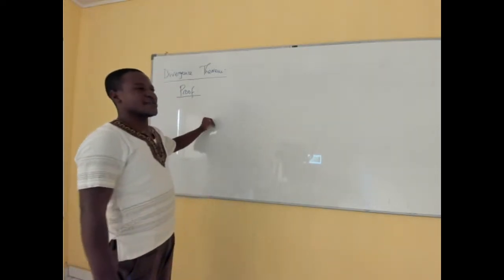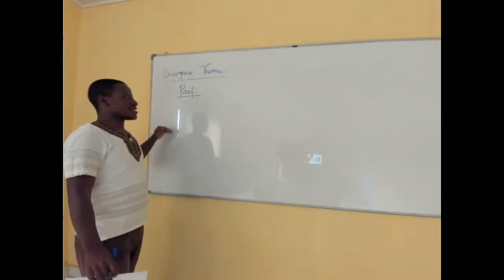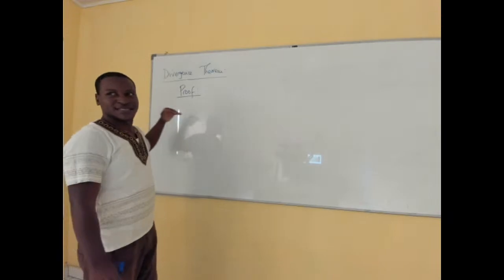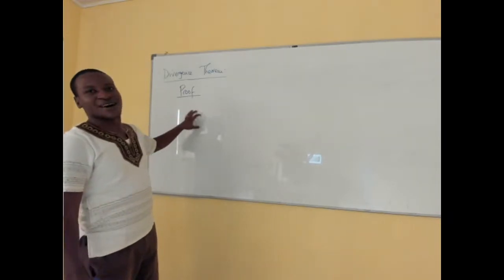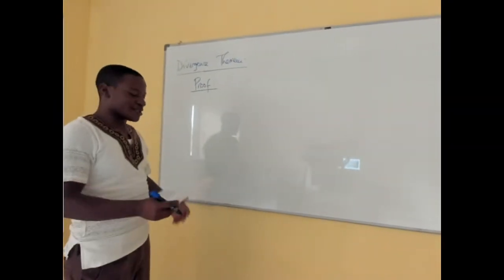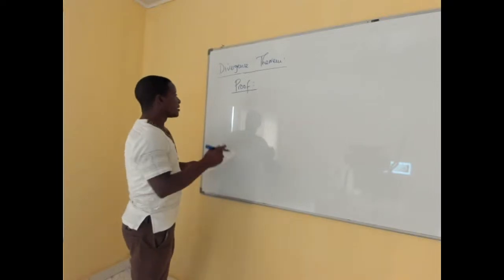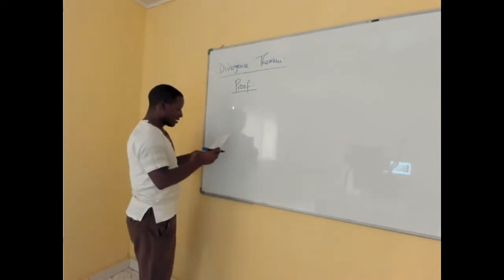So put your diagram, make your assumptions. After you make your assumptions, put your diagram to support your assumptions. Then from there you can start your derivation and prove what you want to prove. Okay? Now, the first thing you need to do is to put your assumptions.